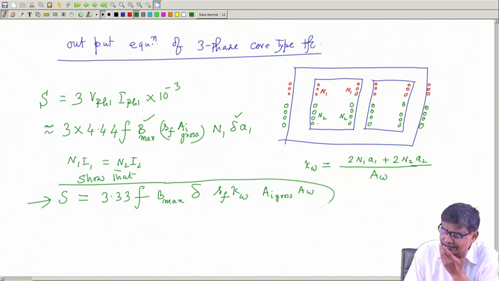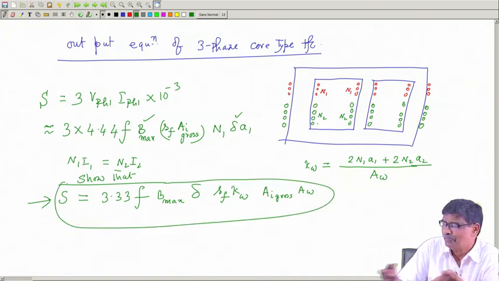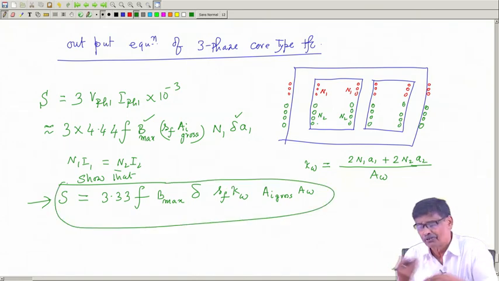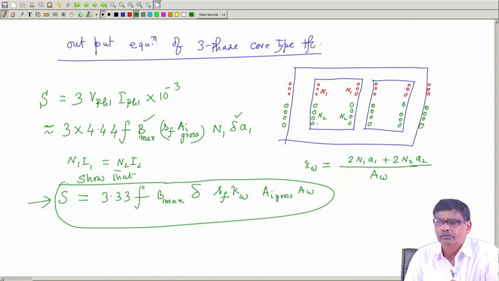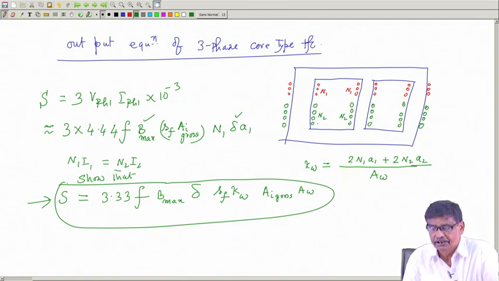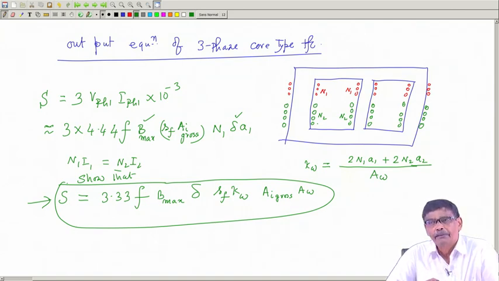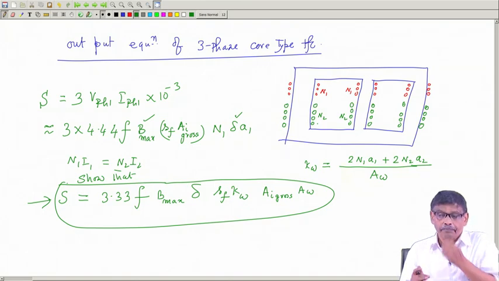So, other reasoning remaining the same, if dimensions are increased by a factor of x, losses will increase by a factor of x cubed and so on, area will increase by a factor of x squared, kVA rating will increase by a factor of x to the power 4 and so on. So, this is the thing.